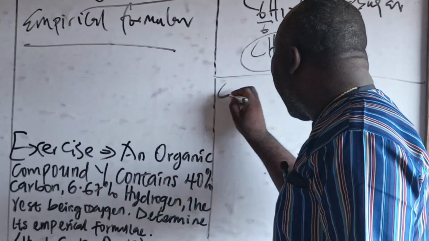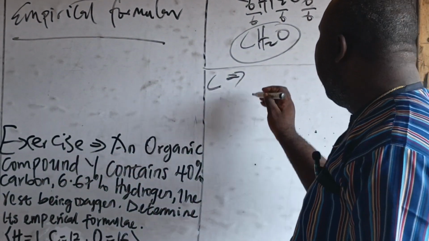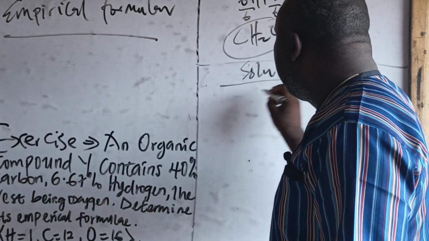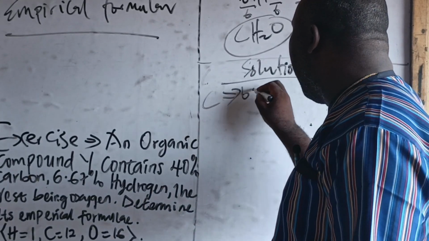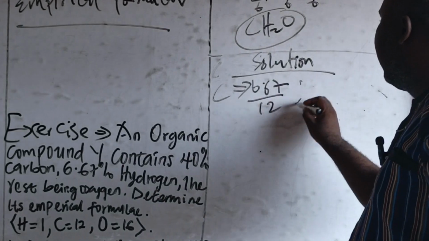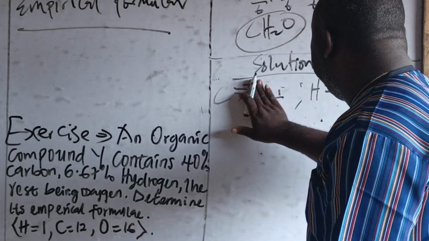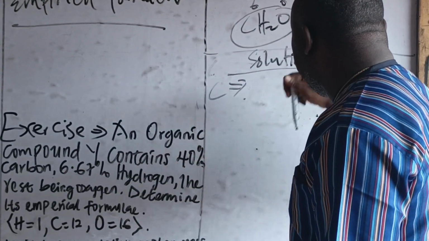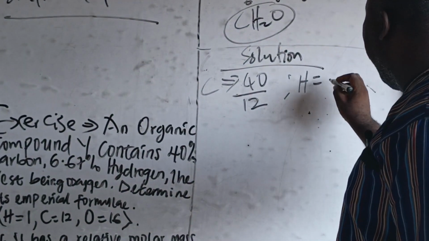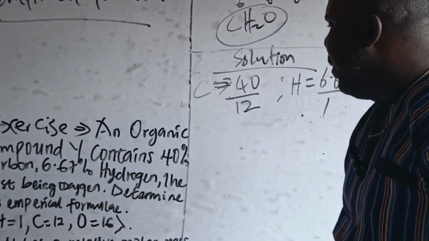The percentage mass of carbon here is 40. So we have the solution. For carbon, the percentage is 40 over 12. For hydrogen, it is 6.67 over 1. Then the remaining percentage should be for oxygen.